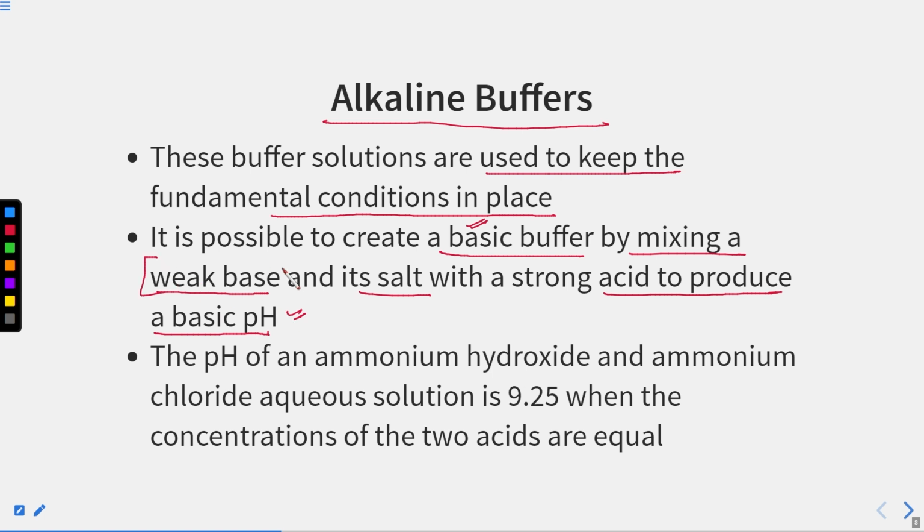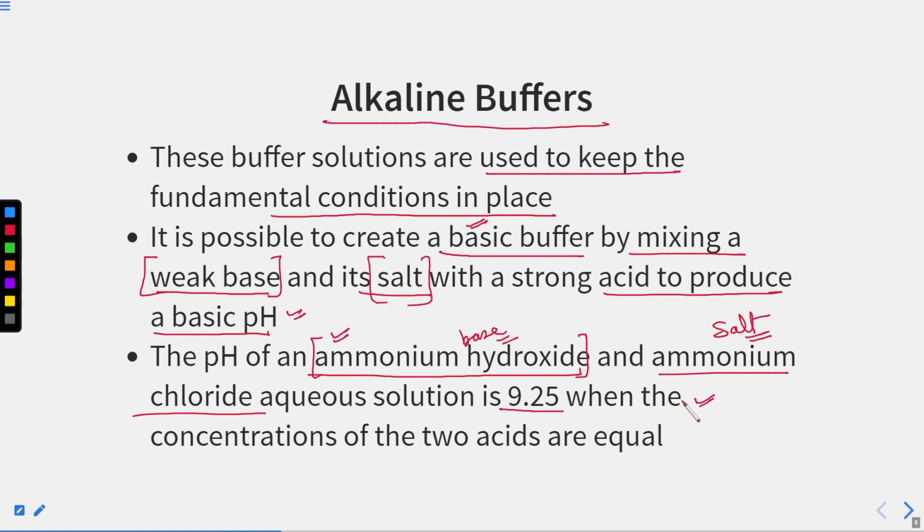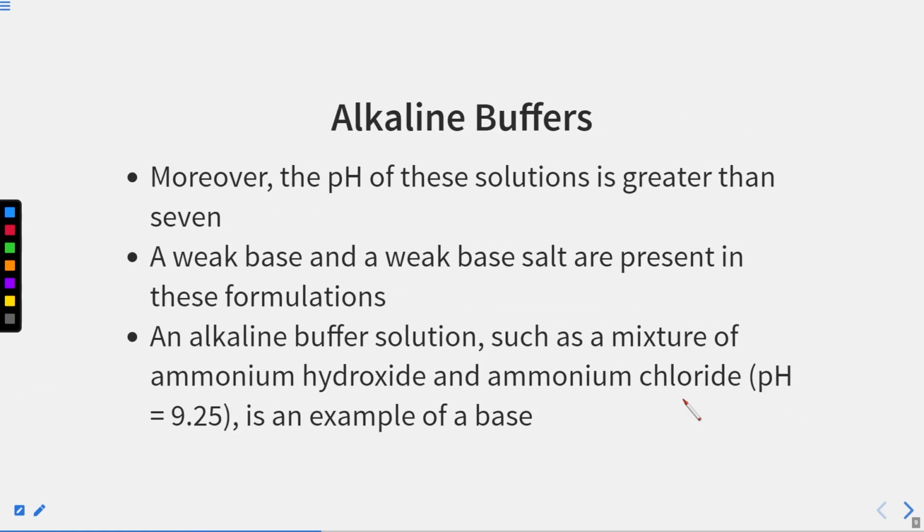So you require two things: a weak base and its salt. So the pH of ammonium hydroxide. We are taking ammonium hydroxide, which is a base, and ammonium chloride, which is a salt of this weak base. And the pH of this aqueous solution is 9.25 when the concentrations of the two are equal. Moreover, the pH of the solution is greater than 7. That is why it is considered an alkaline buffer.